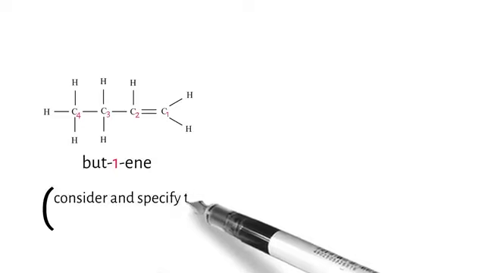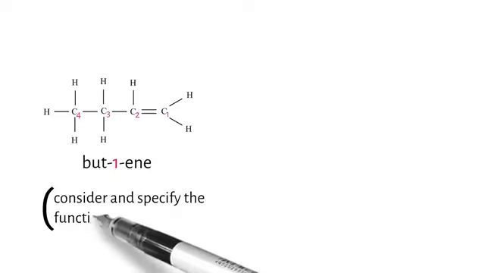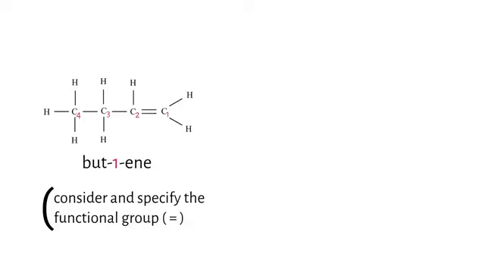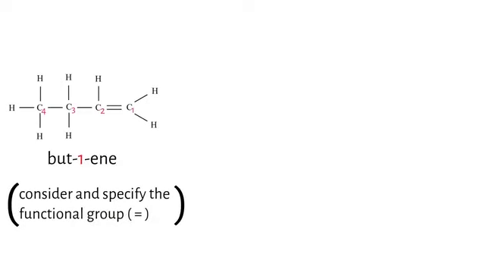Now, please don't forget that point. Consider and specify the functional group. And so when I say consider, what I mean to say is start on the side which is more convenient. And when I say specify, say at which carbon number you found the functional group at.